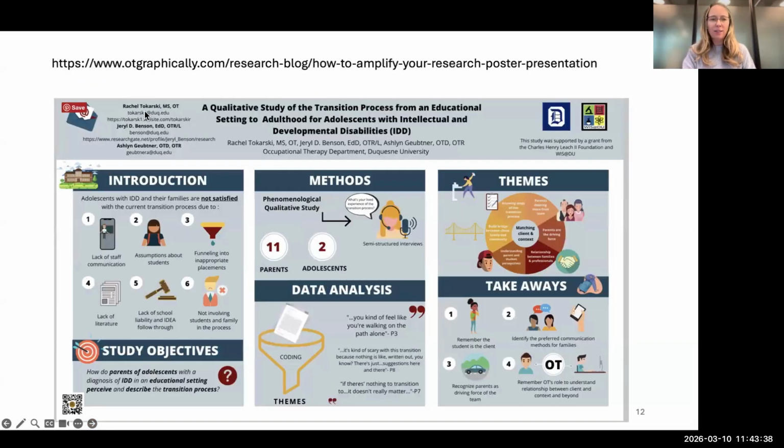I found this website. It's called otgraphically.com. And I'm going to guess she's an occupational therapist. And I absolutely am in love with this website. And this is an example of a poster that she presented. And I think this is a great way to learn how to present qualitative data, is to go to her website, first of all, and take a look at what she says.